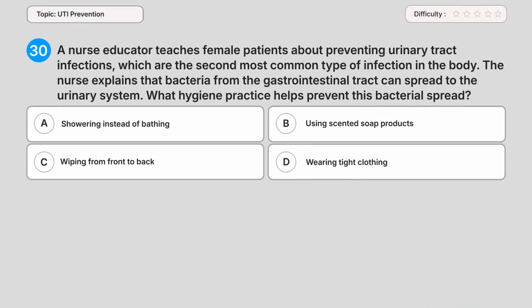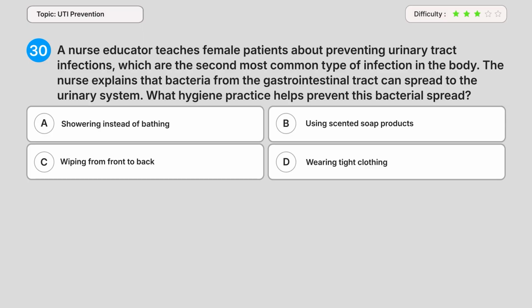30. A nurse educator teaches female patients about preventing urinary tract infections, which are the second most common type of infection in the body. The nurse explains that bacteria from the gastrointestinal tract can spread to the urinary system. What hygiene practice helps prevent this bacterial spread?